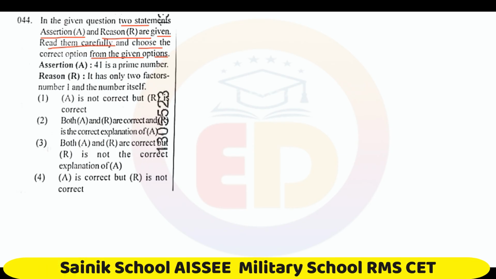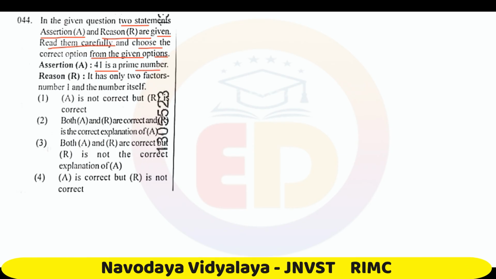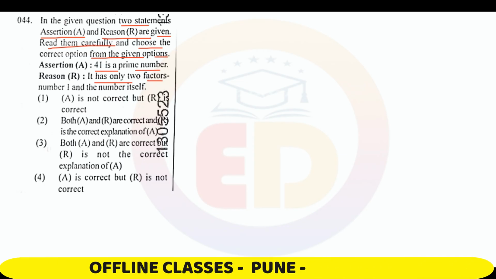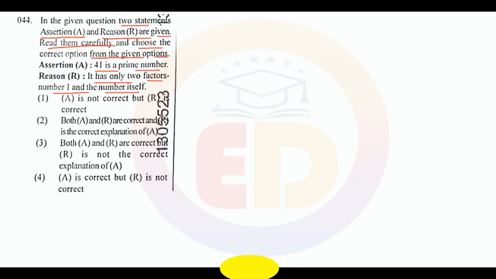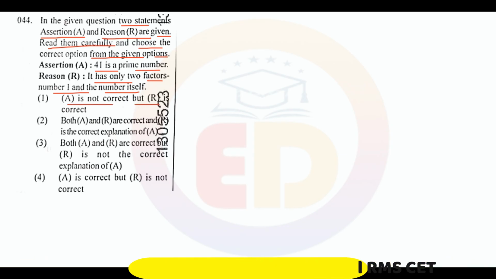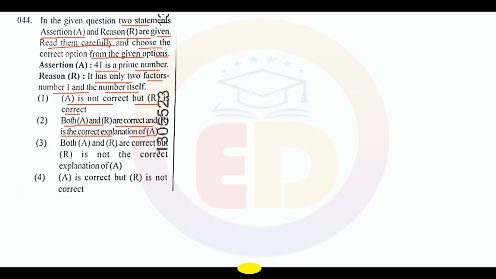Let's look at the two statements. Assertion is 41 is a prime number. Yes, it is, we know that. And reasoning is it has only two factors, number 1 and itself. Now let us analyze the options. The first option is A is not correct, but R is correct. Second option, both A and R are correct, and R is the correct explanation of A.